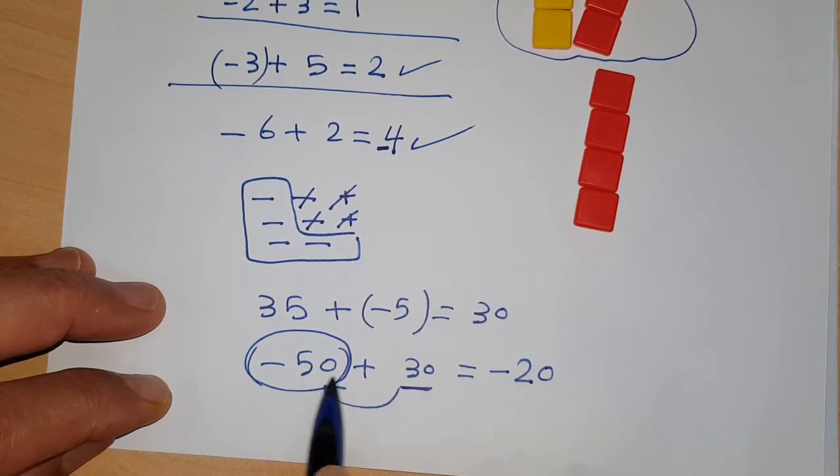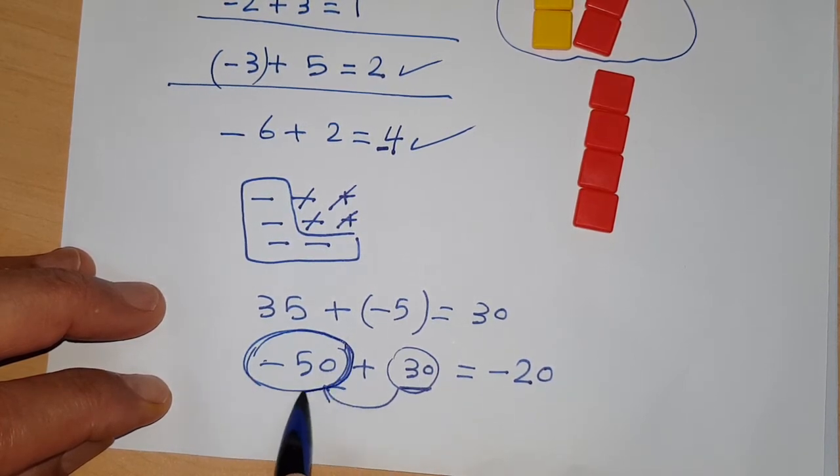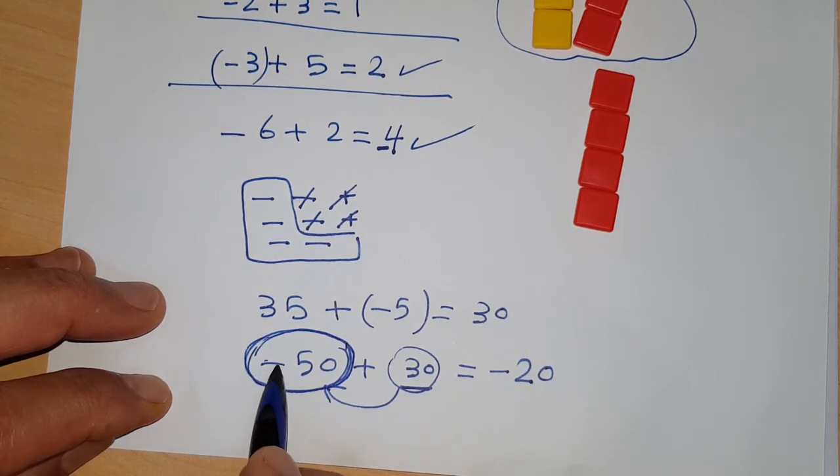The bigger number in count, absolute value. I mean, how many units more? This is 30 positive units. This is negative 50 units. So this is more in numbers. This is the sign of the big number. You just write the sign negative.